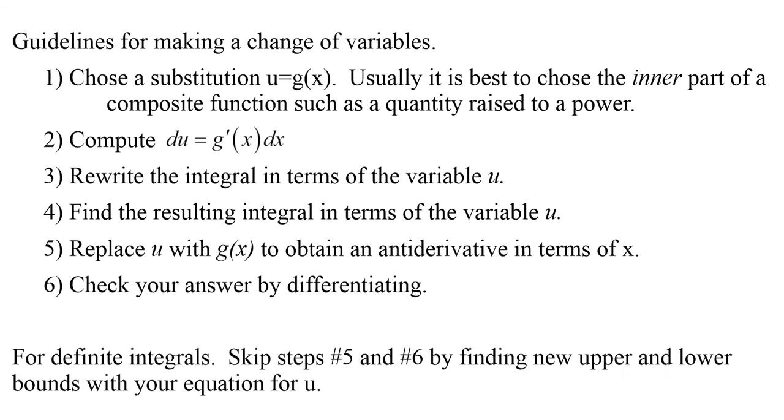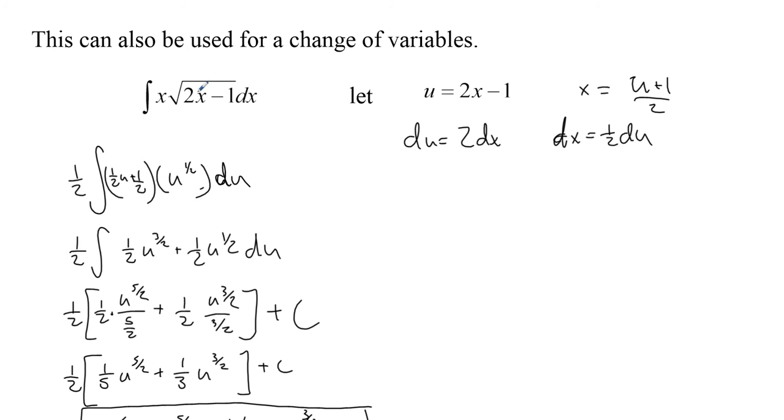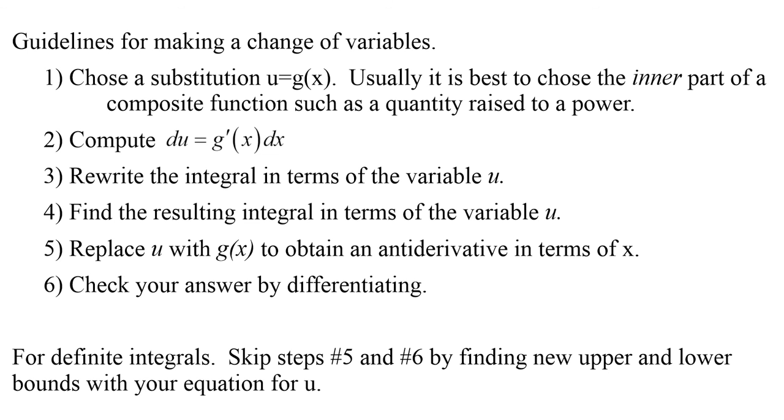All right, so just in general, some guidelines for making a change of variables. Choose a substitution u for g of x. It's usually best to choose the inner part of a composition of functions, such as a quantity raised to a power. And if you remember from our last one, we are raising this quantity 2x minus 1 to a power. It's just a 1/2 power.